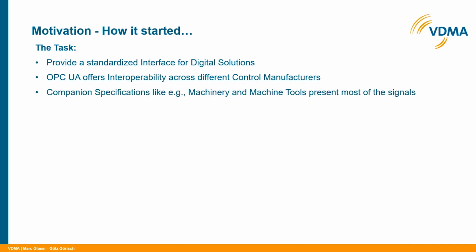We also have a look at the state of the art. We have to choose between different companion specifications, and we make a little bit of an overview to see what are the signals that we already want to use in our specifications and what are the signals that are already defined. And we saw that, okay, in machinery and machine tool specification, we have a lot of signals that are already defined through the VDMA and VDW and the OPC UA Foundation.